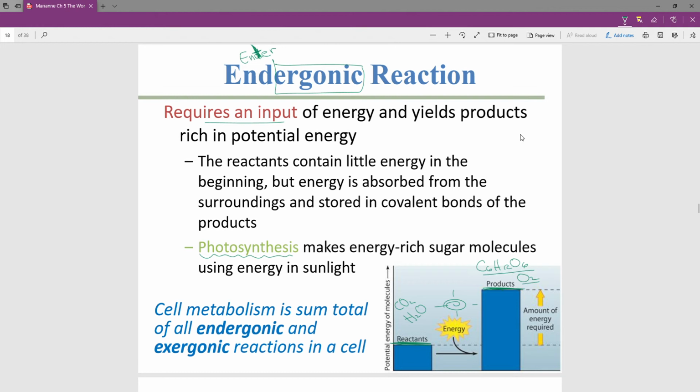So like I said, we don't have photosynthesis going on in our cells, but we do have endergonic and exergonic reactions going on. And the sum total of that is your cell metabolism. So hopefully it balances out and keeps your cell alive and doing the things that are vital for your cells.